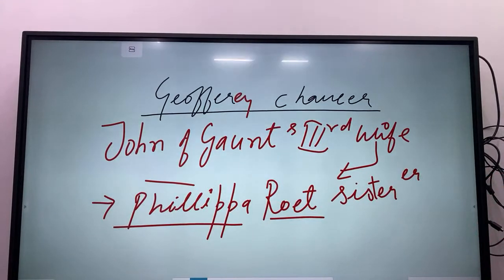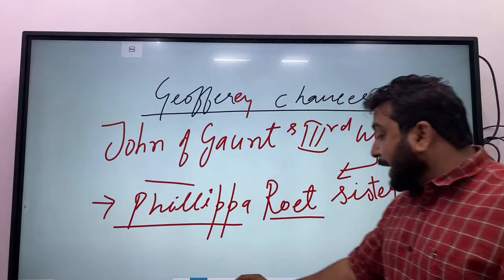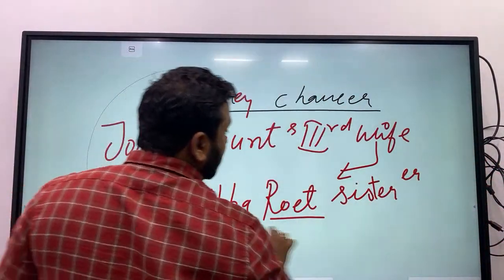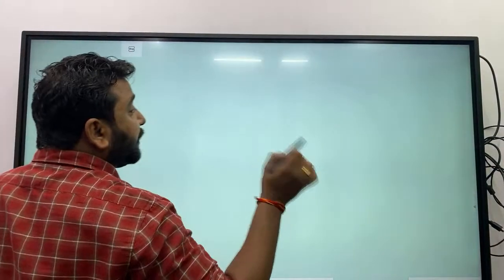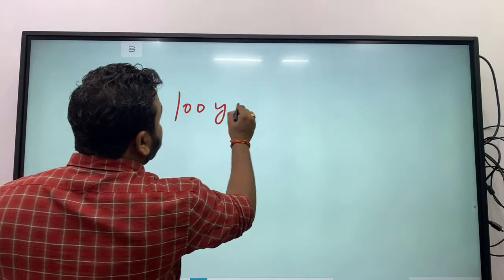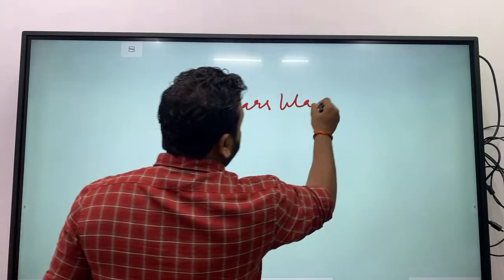So why is Philippa Roy very important? Because this is how Chaucer makes a royal connection. Now 99% of students don't know, and nobody will tell you. Generally nobody tells you this thing, that Geoffrey Chaucer participated in the 100 years war. 100 years war mein Geoffrey Chaucer ne participate kiya tha.